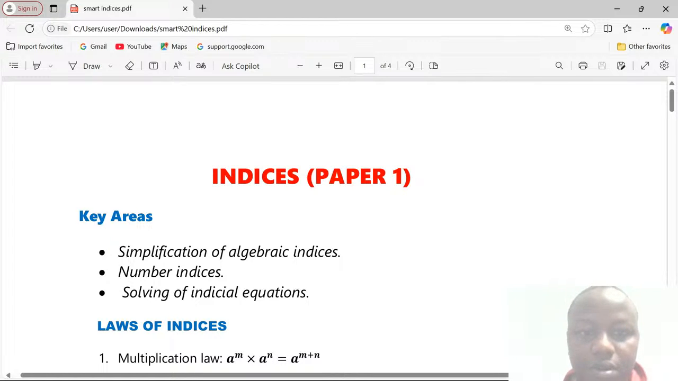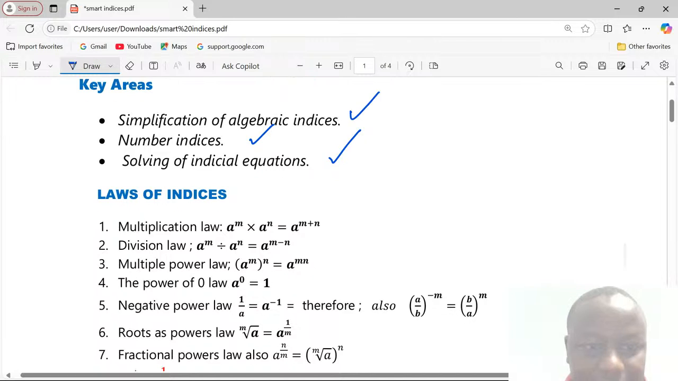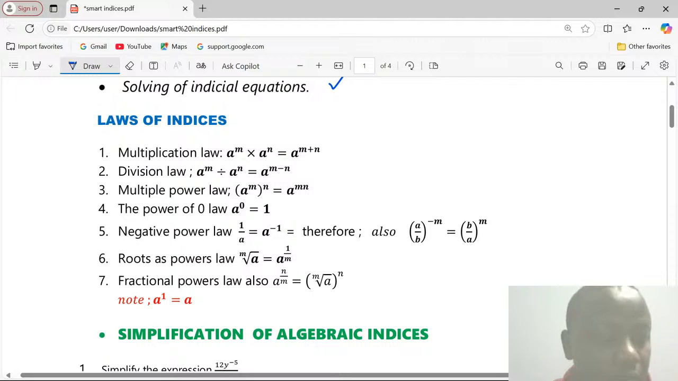So I'll first go through all the laws. Then after that, we'll be looking at the application of the laws in simplification of algebraic indices. We will also look at the application of the laws in number indices and also solving of indicial equations, or equations which involve indices. The laws, one by one, we will be very quick because later I'll be giving examples pertaining to every law.